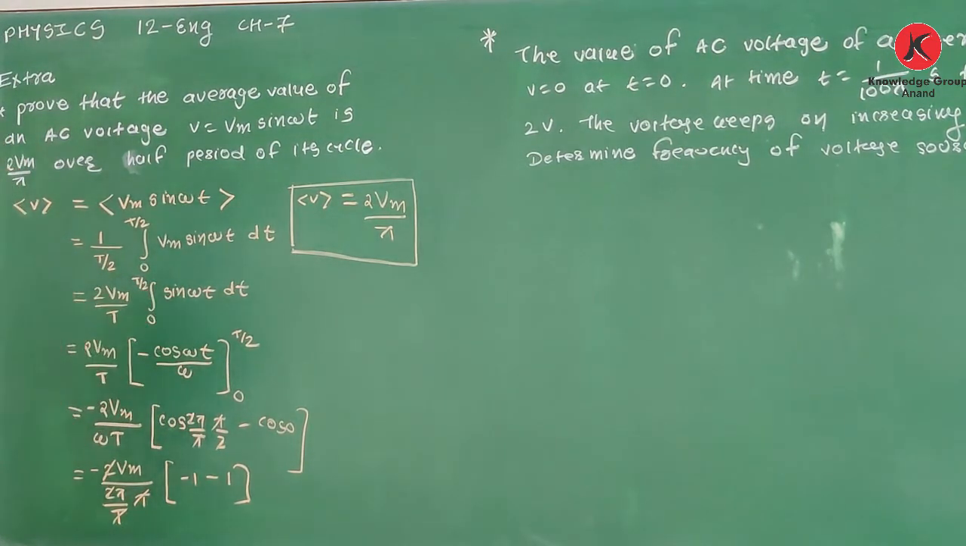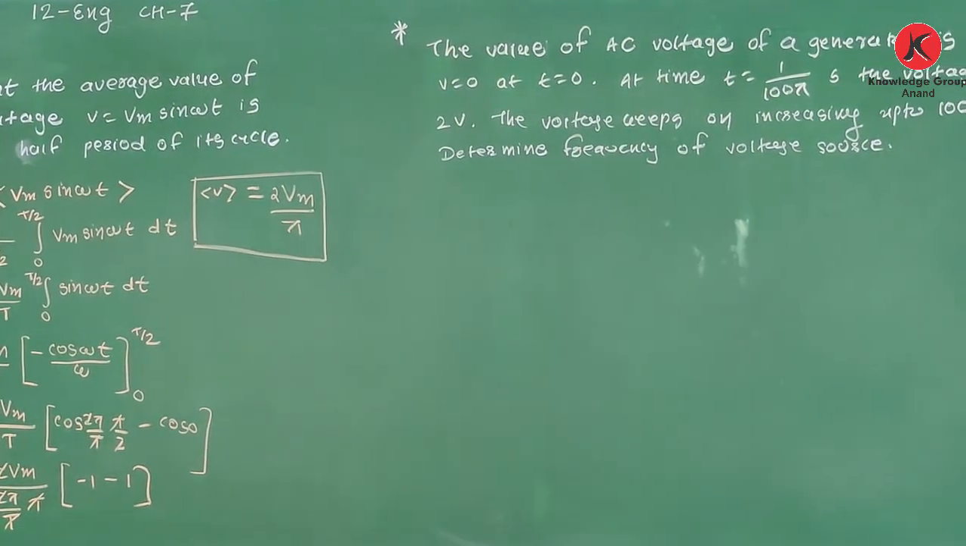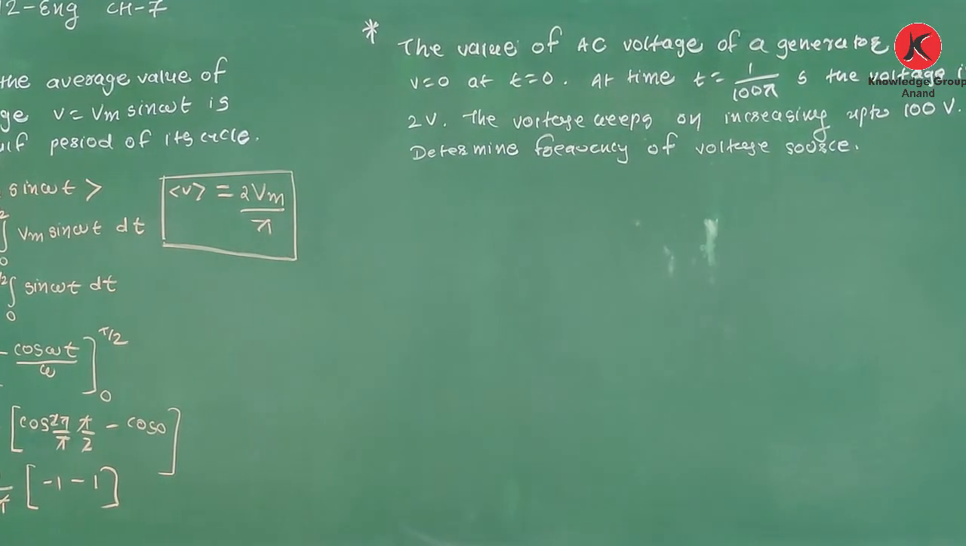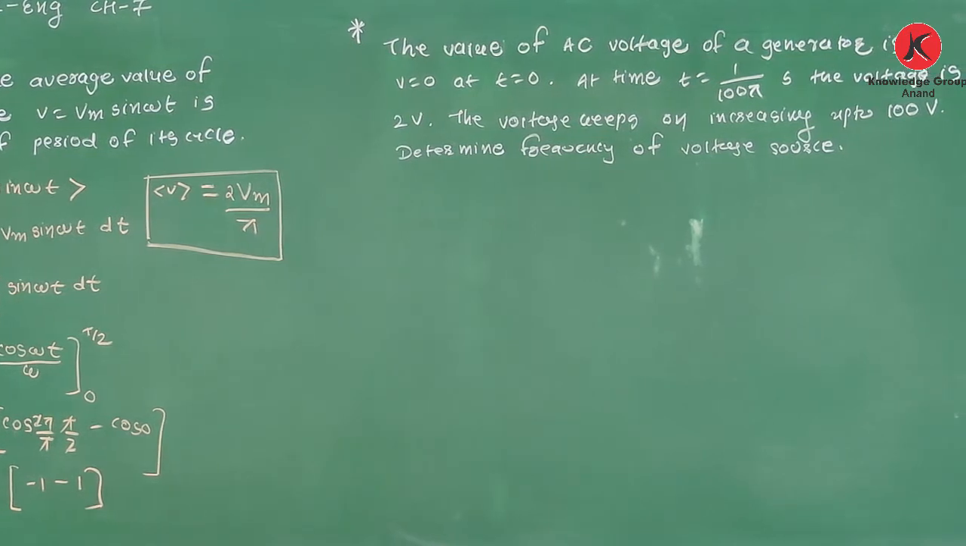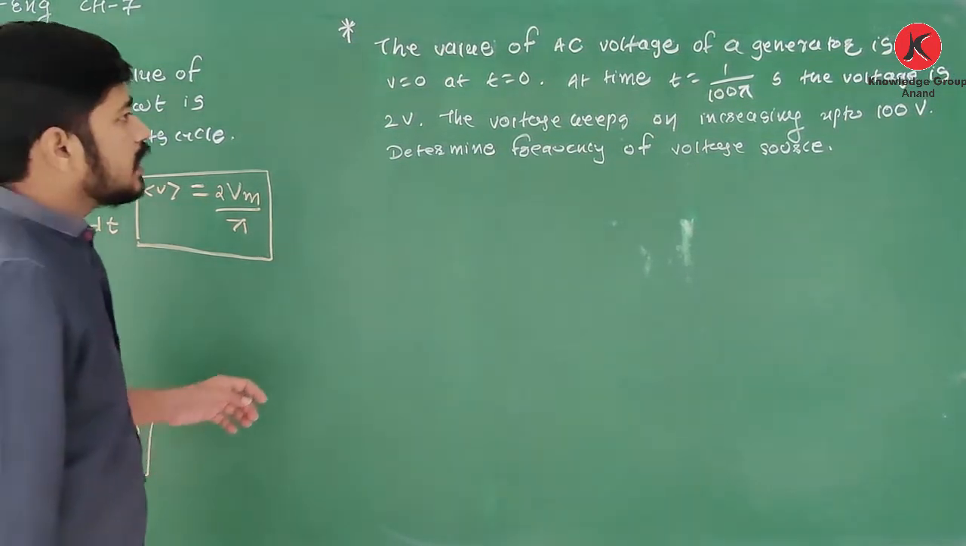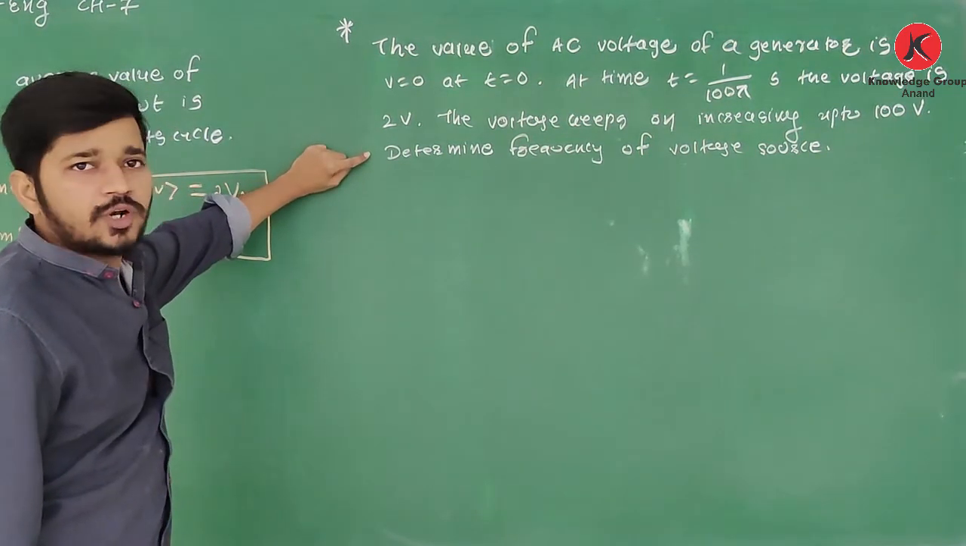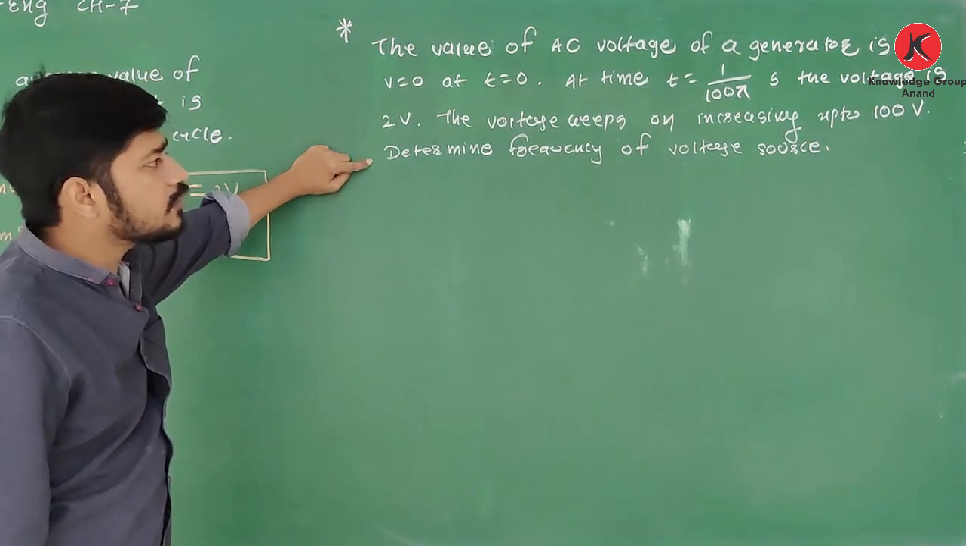Now we will see what the next question is. The value of AC voltage of a generator is V equal to 0 at time t equal to 0. At time t equal to 1 upon 100π second, the voltage is 2 volt. The voltage keeps on increasing up to 100 volt. Determine the frequency of the voltage source.